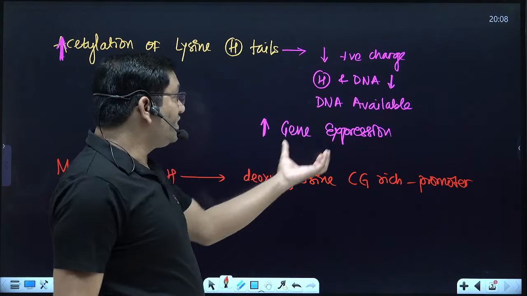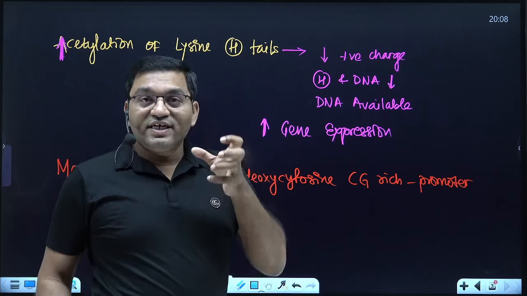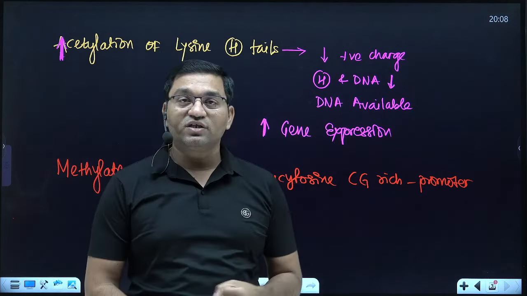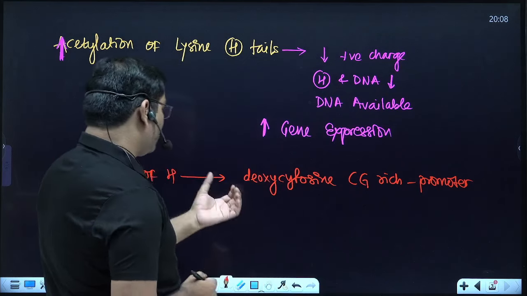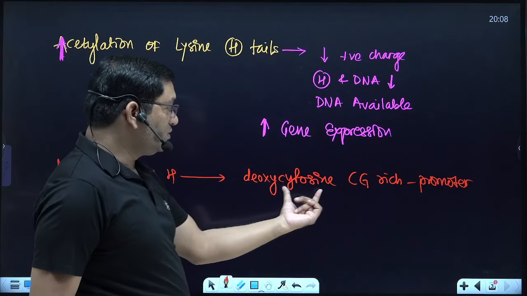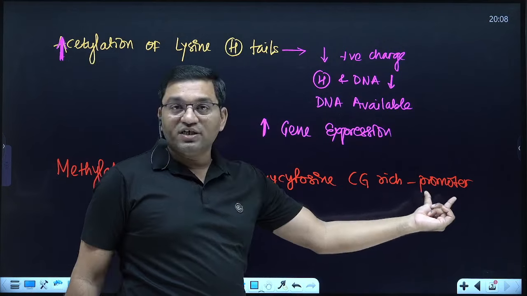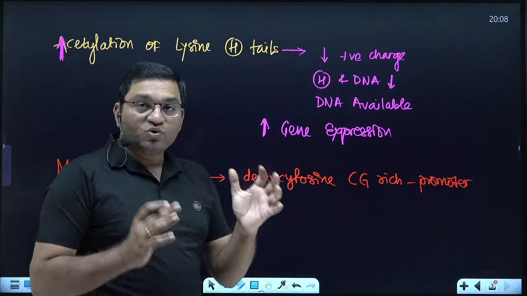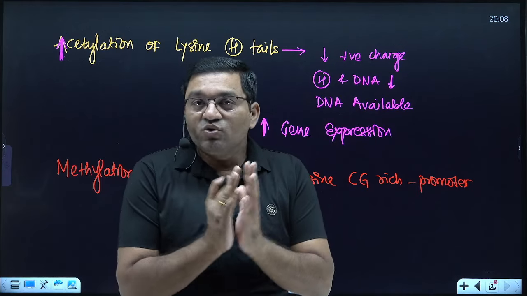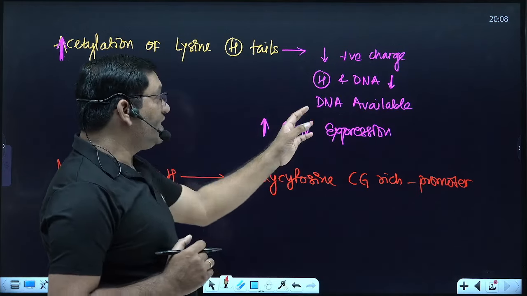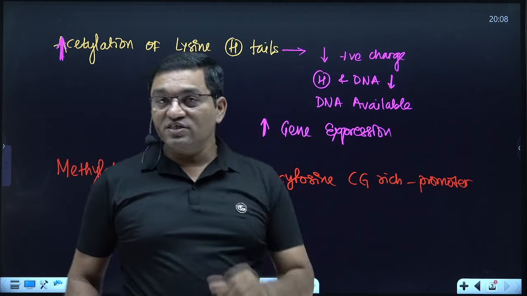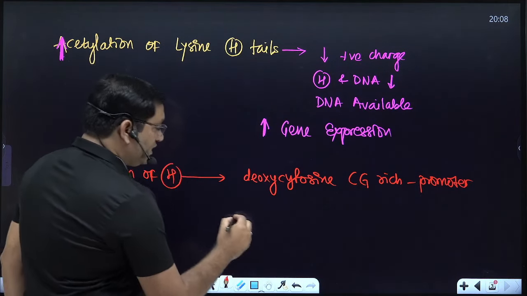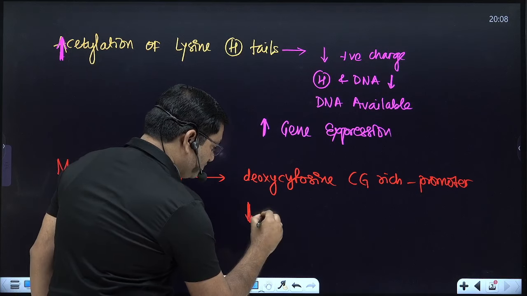So DNA will not be available for the gene expression, or for the transcription process. Methylation of deoxycytosine of the CG rich region in the promoter region causes DNA to compact, to organize, and DNA will not be available for the transcription process. So this methylation decreases the gene expression.